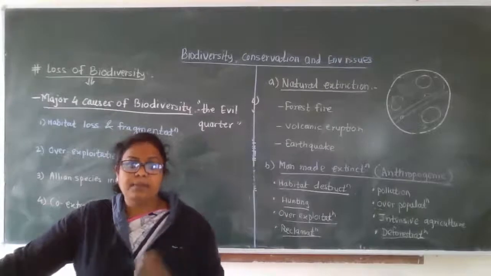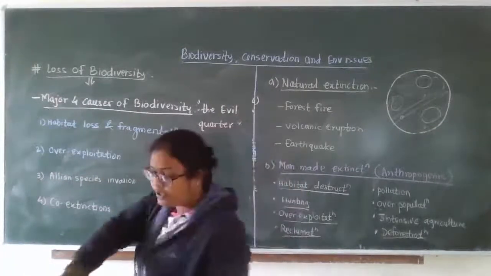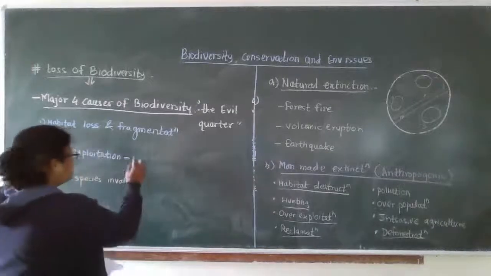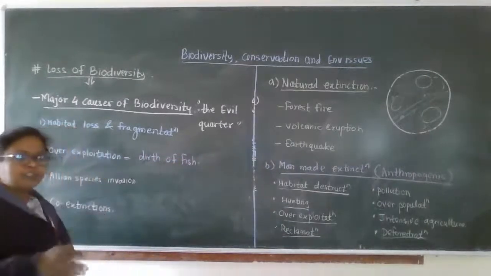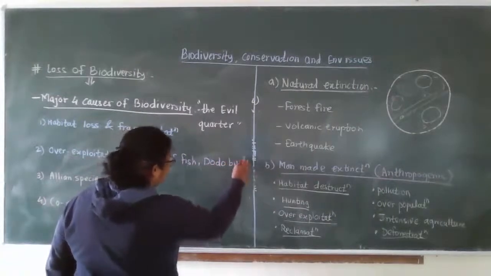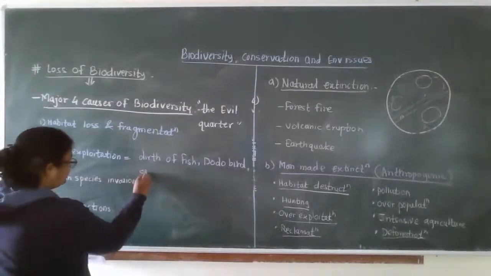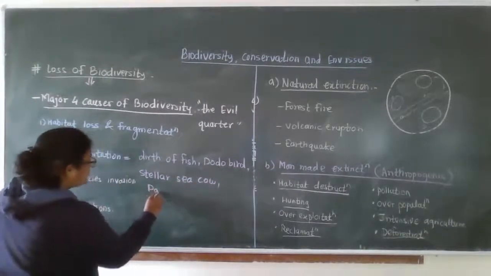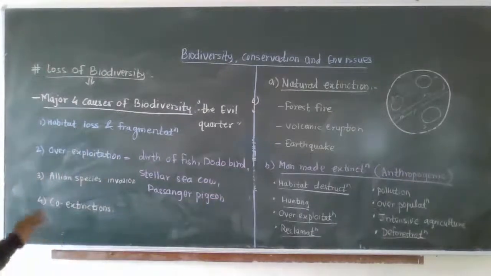This results in, for example, a dearth of fish. I will explain here. Because we catch the maximum number of fish, more than our need, the result is overexploitation of resources. The first example is the dearth of fish. The second is the dodo bird, which became extinct. Then the Steller's sea cow is another example, and then the passenger pigeon. These are the examples of overexploitation.